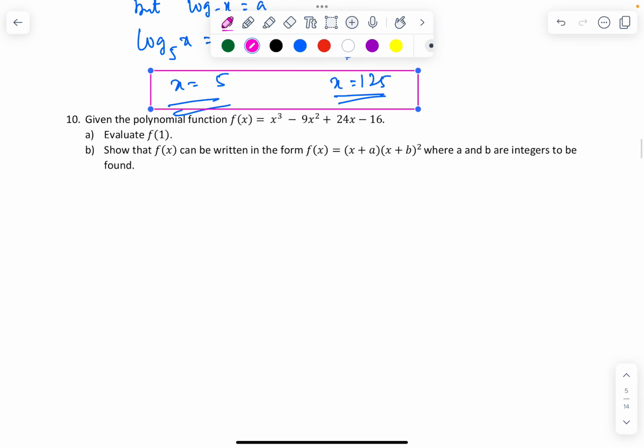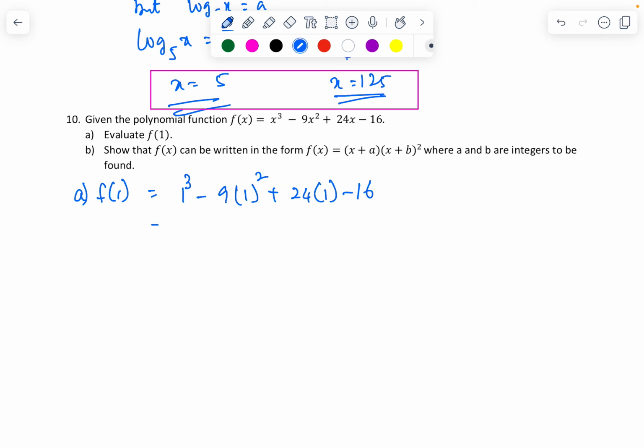Next question, again polynomials. Given the polynomial function f of x equal to x cubed minus 9x squared plus 24x minus 16, evaluate f of 1. Let's see what is f of 1. So 1 cubed minus 9 times 1 squared plus 24 times 1 minus 16. So this gives me 1 minus 9 plus 24 minus 16, which is 0. So this shows that x minus 1 is a factor of f of x, right?